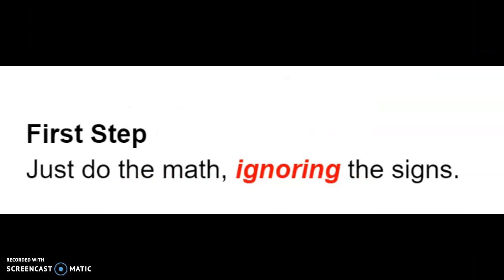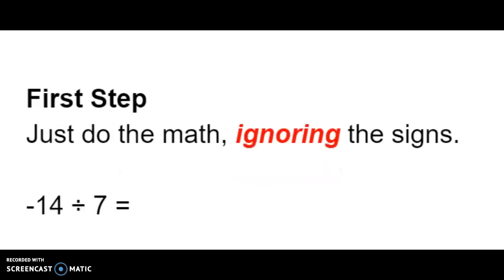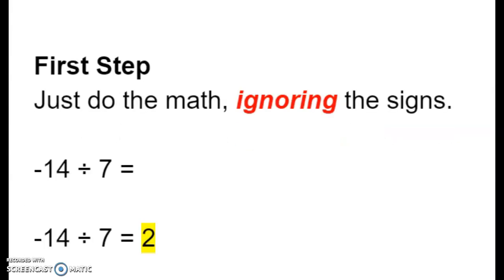The first step to dividing integers is to remember when you have a problem to just ignore the signs. Just do the math. Forget about the signs initially. Here's what I mean. -14 divided by 7. Let's not think about the signs. What would the answer be? If we ignored the signs and just did the math, -14 divided by 7, or if you want to forget about that negative, is just 2.